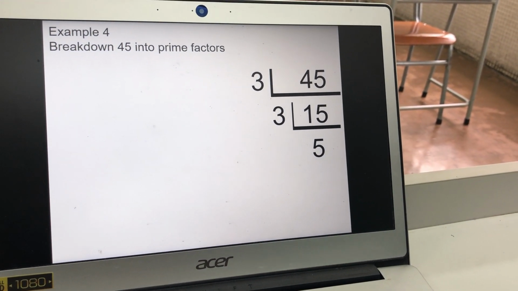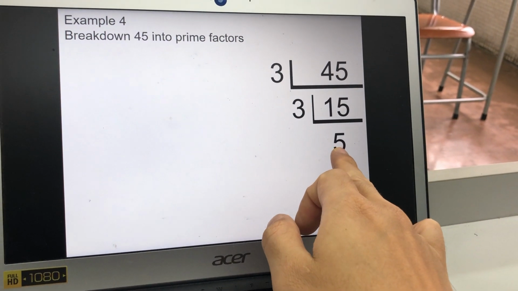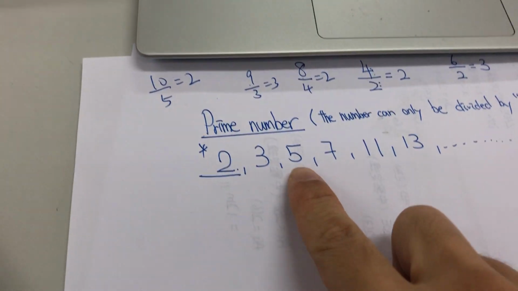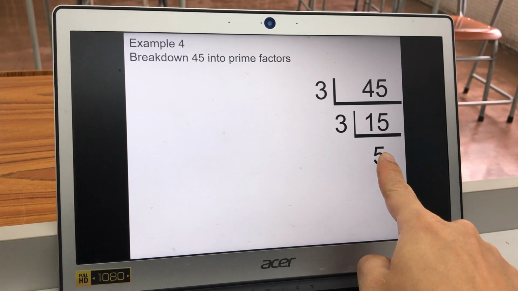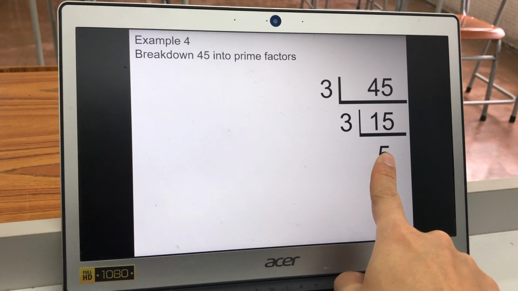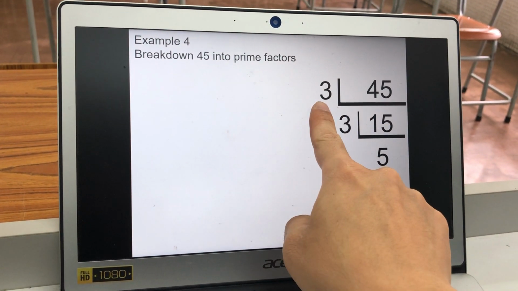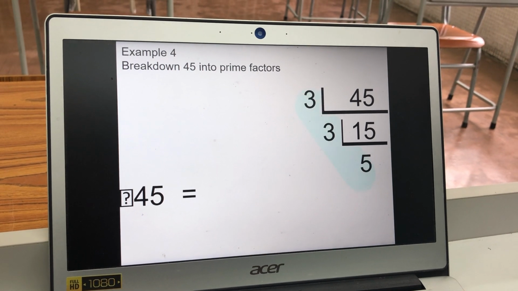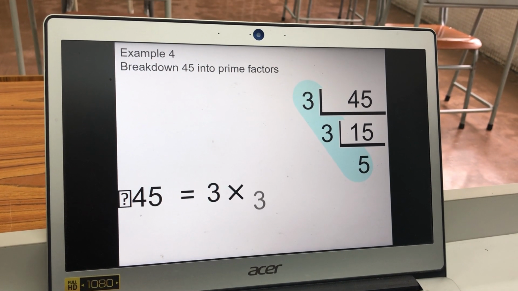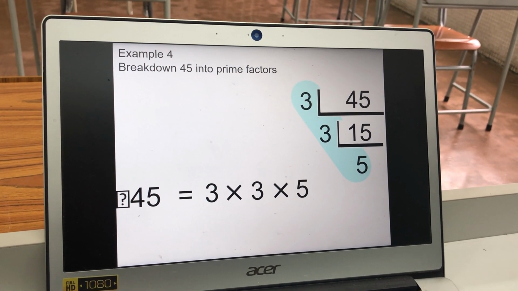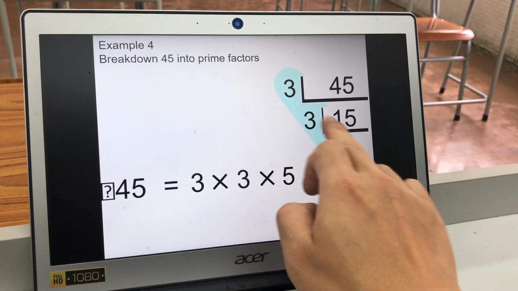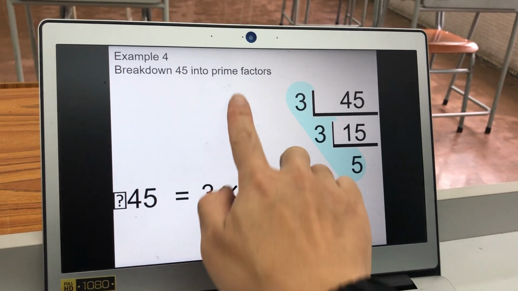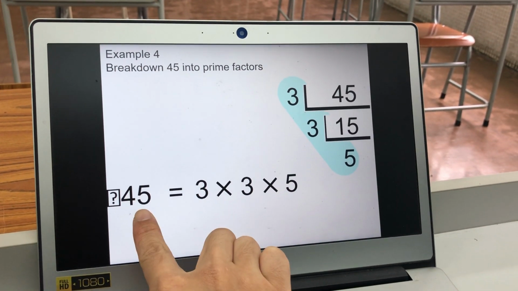Okay? Do you think that we have to continue? No, because 5 is already a prime number, so we stop here. So this is the result: 3 times 3 times 5. So 45 equals 3 times 3 times 5. Because 3, 3, and 5 are all prime numbers, we call these the prime factors of 45.